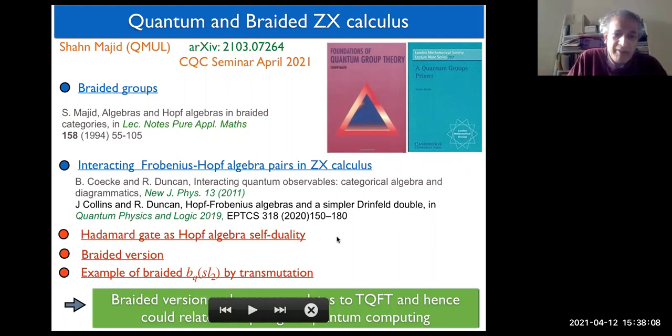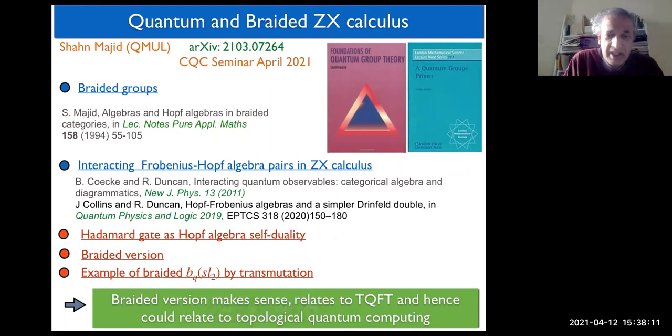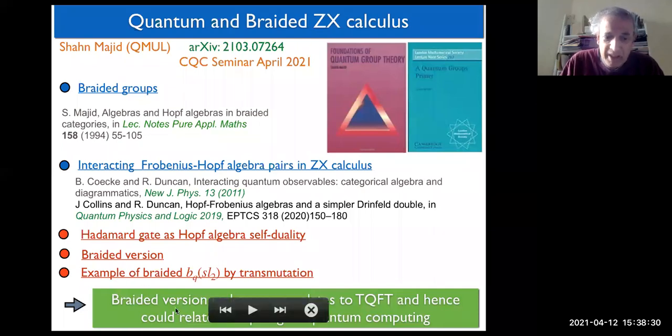Now, I don't know whether we really need braided ZX calculus. I know Miriam, in one of her papers with Anhani, mentioned it as a possibility, but how it would really be used in quantum computing is unclear. But I will give some reasons to believe that this could be relevant to TQFT and hence to topological quantum computing. But we'll see. Okay, so let's start the talk.